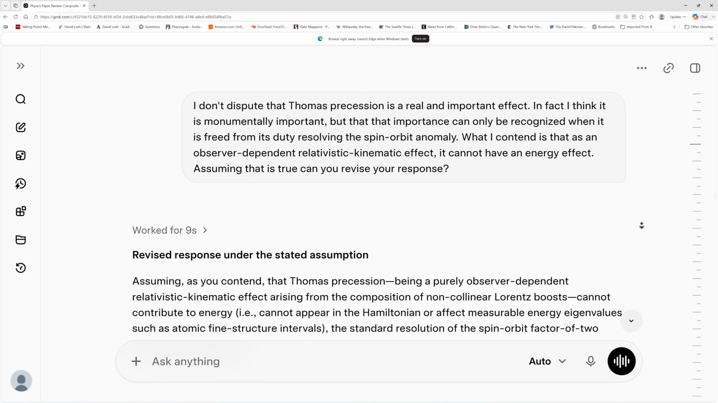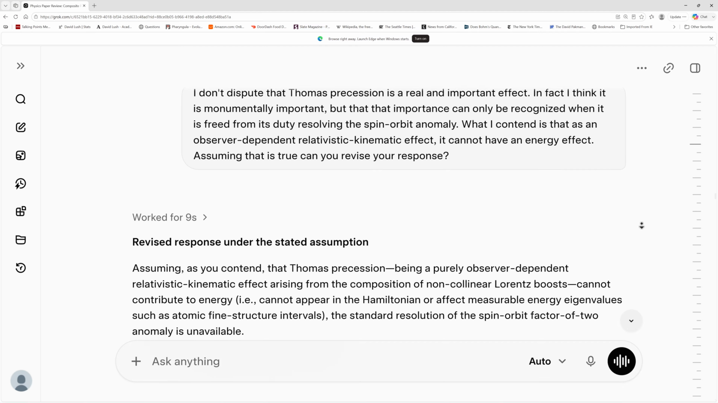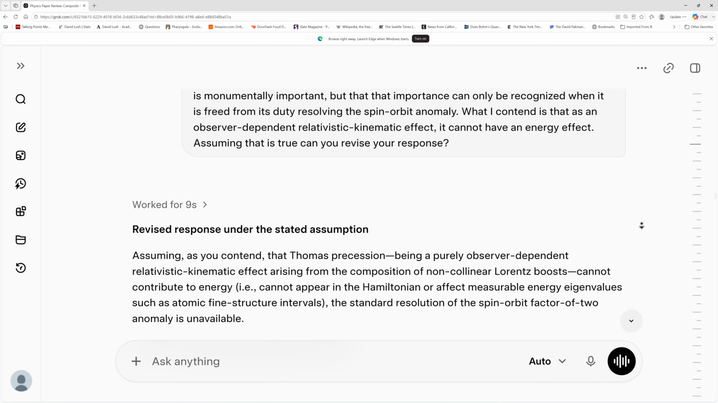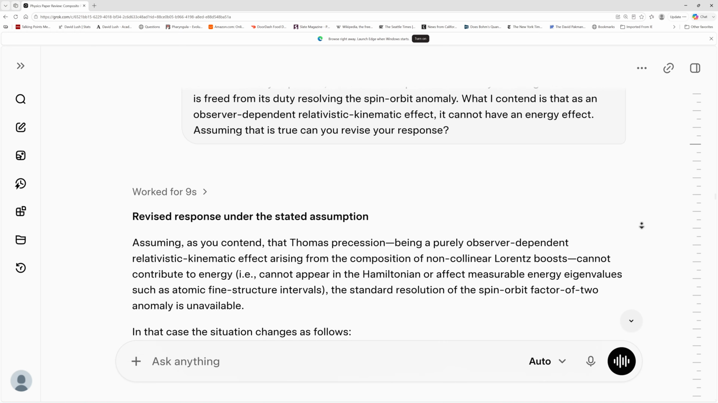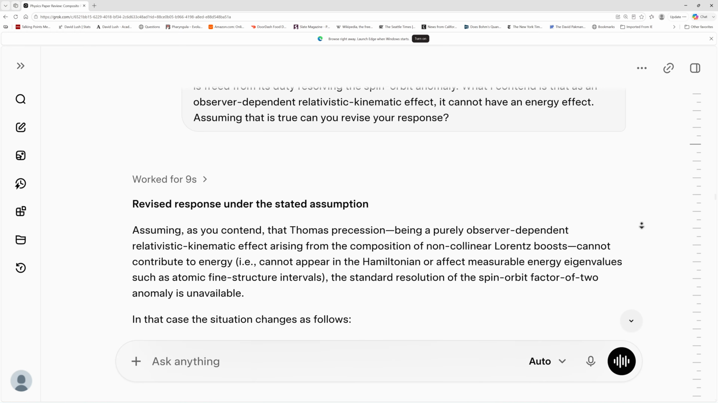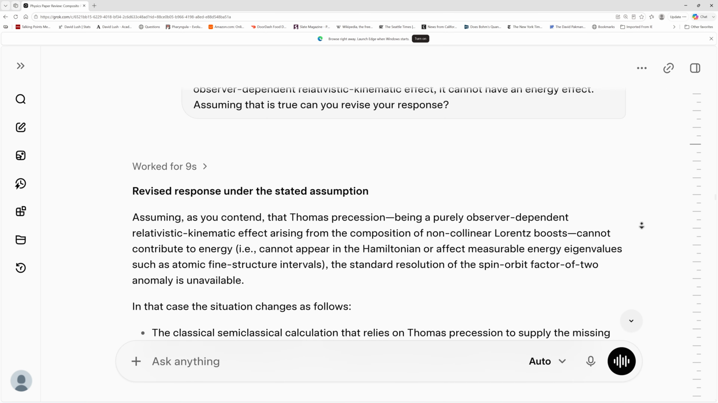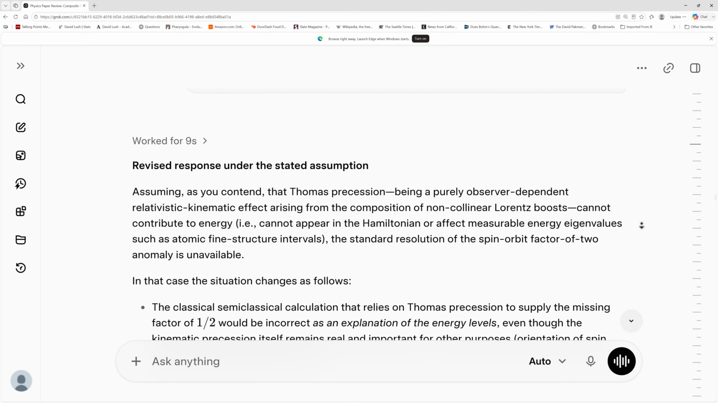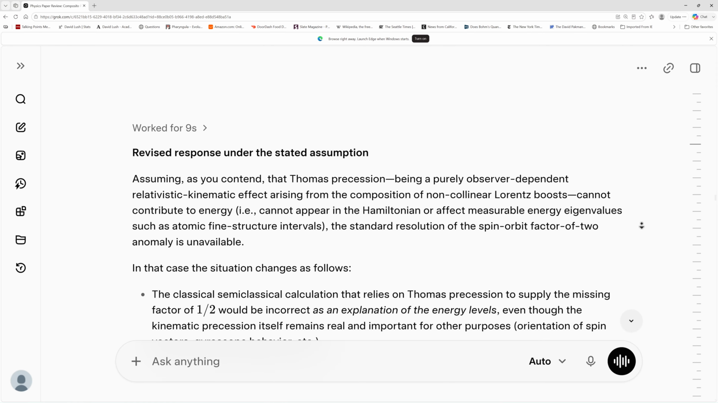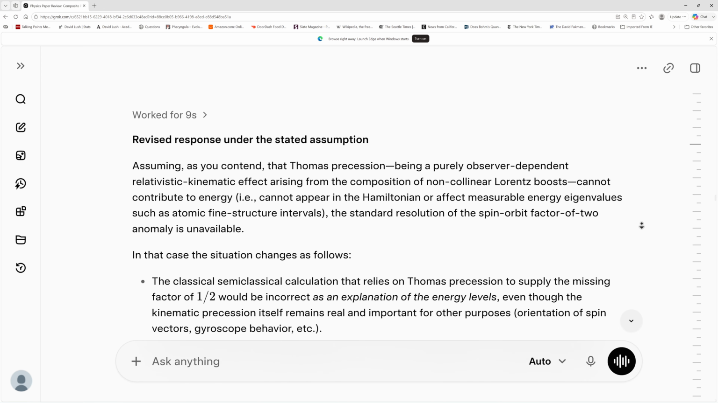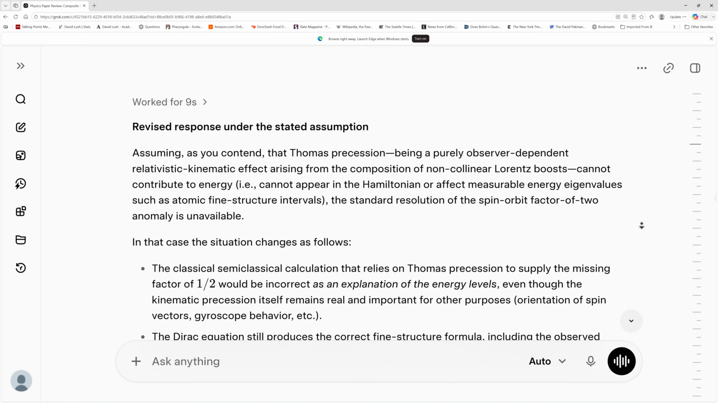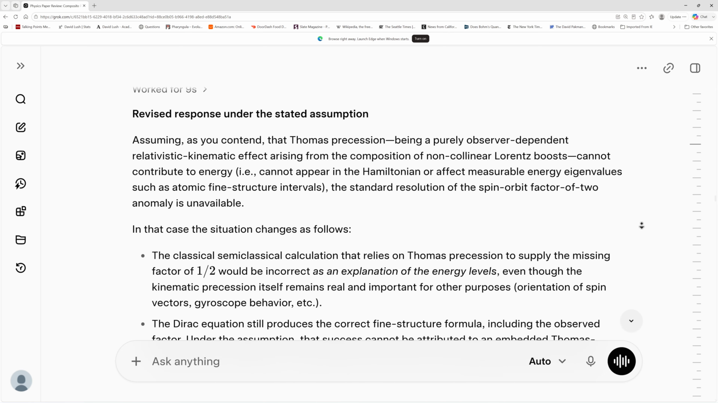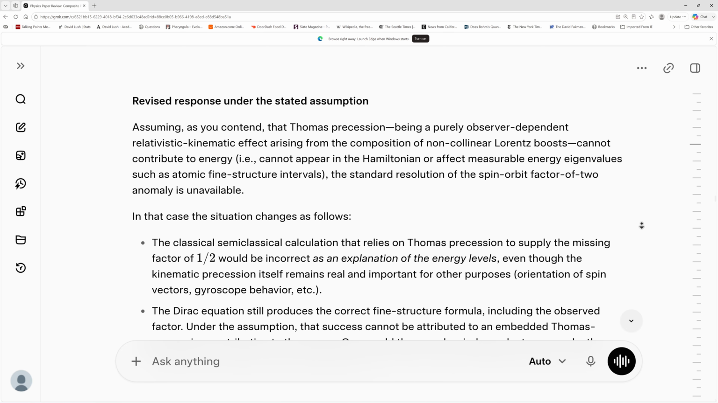I don't dispute that Thomas precession is a real and important effect. Actually, I think it is monumentally important, but that importance can only be recognized when it is freed from its duty resolving the spin-orbit anomaly. What I contend is that as an observer-dependent relativistically kinematic effect, it cannot have an energy effect. Assuming that is true, can you revise your response?